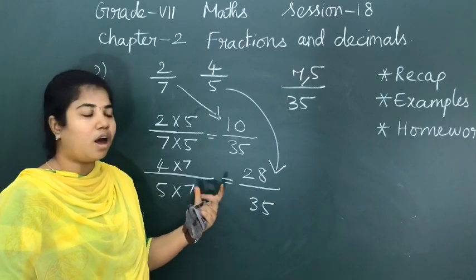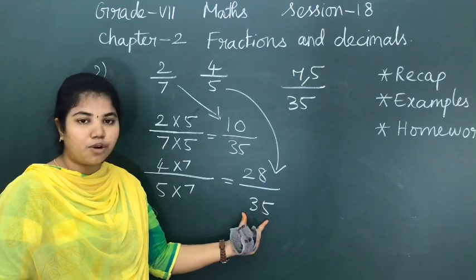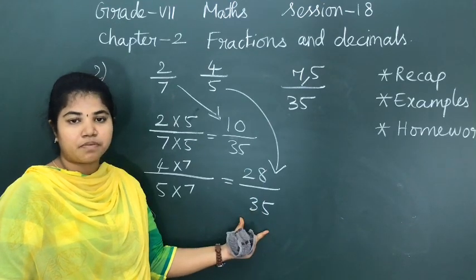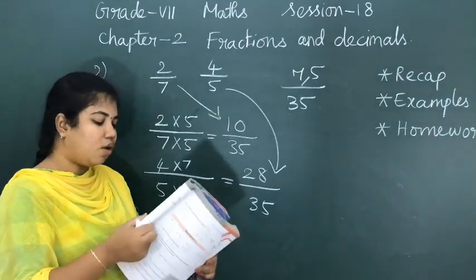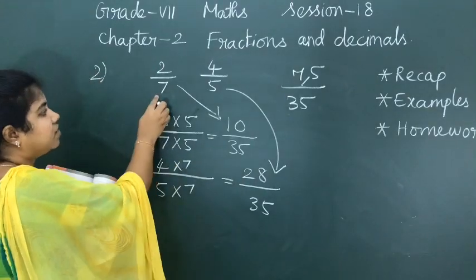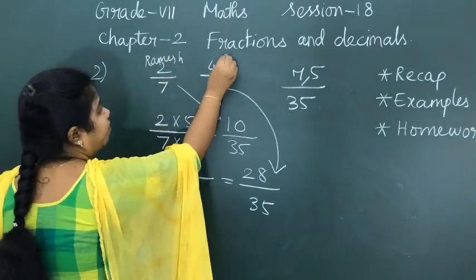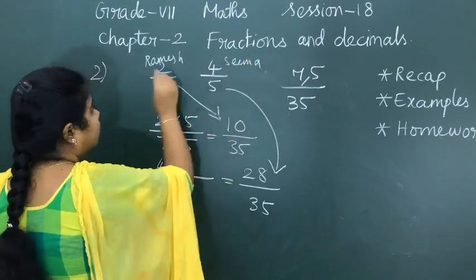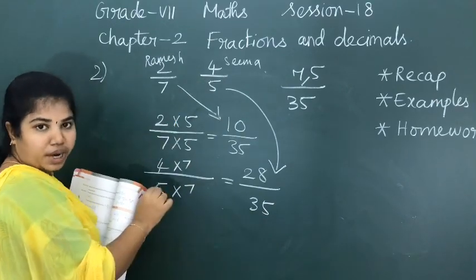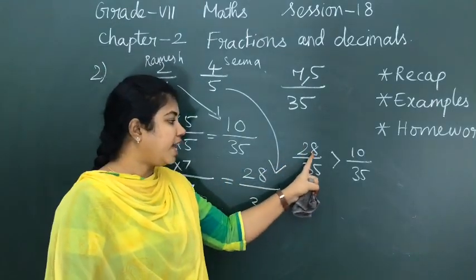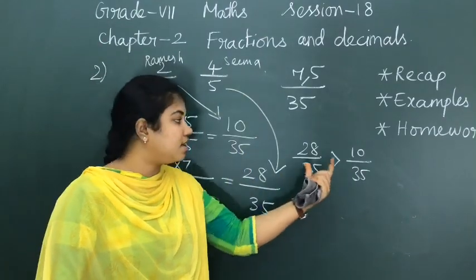Can you understand how an unlike fraction is converted to a like fraction? Now see the denominators of both the fractions, they are the same. Okay, now listen. Now which is greater? Who is this 2 by 7? It is Ramesh. And 4 by 5 is Seema. So Ramesh is now converted to 10 by 35 and Seema is now converted to 28 by 35. So now 28 by 35 is greater than 10 by 35, that is, Seema has solved more part than Ramesh.